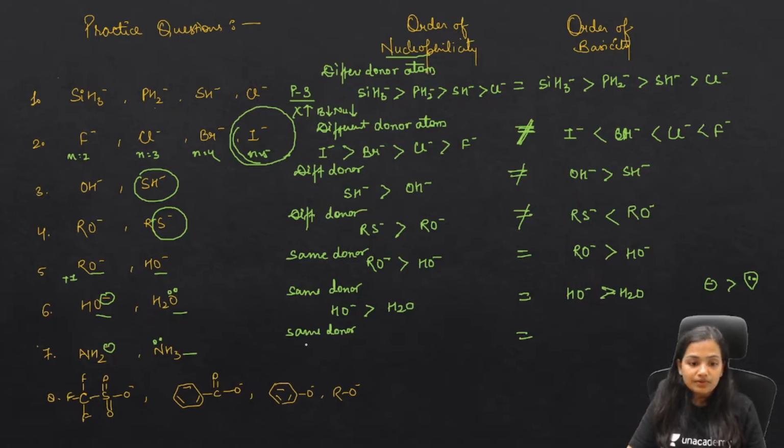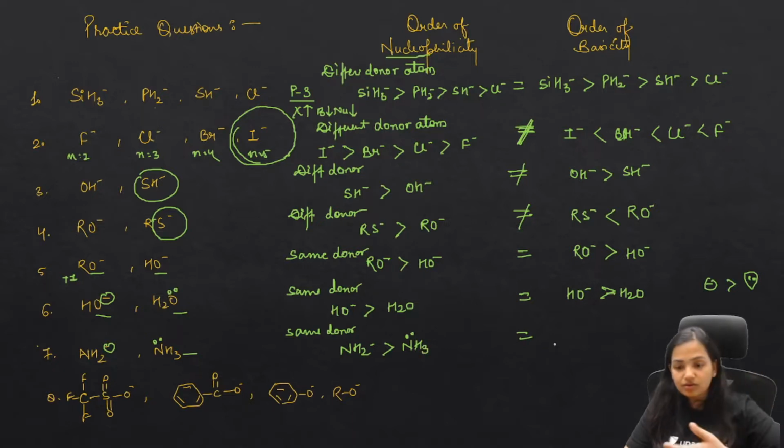So what was that? This is a negative, this is a lone pair. Of course the negative one is going to be a better nucleophile than the lone pair, because it will get neutralized by attacking any of the deficient centers, so the reactivity increases as compared to this.